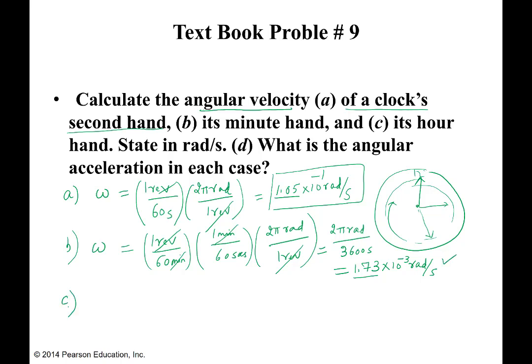In the same way, you can go ahead and solve for the hour hand. So omega is 1 rev over 1 hour. And here I'll do a little shortcut, and I'll say 1 hour is 60 minutes or 3600 seconds.